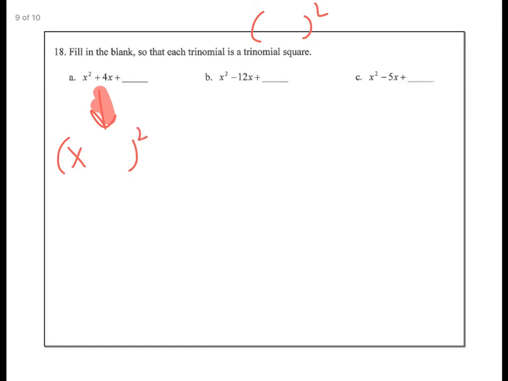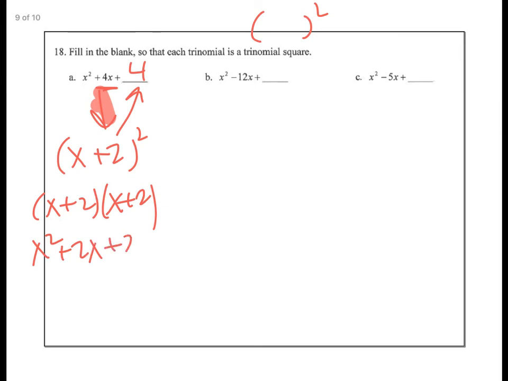So what I'm going to do is take half of the b value, so half of 4, which is a positive 2, and that's going to go in my parentheses. Then I square what I put in my parentheses to get my missing number here, which would be 4. If I were to multiply out x plus 2 and x plus 2, I would get x squared plus 2x plus 2x plus 4, which is x squared plus 4x plus 4. So I can see my work is correct.